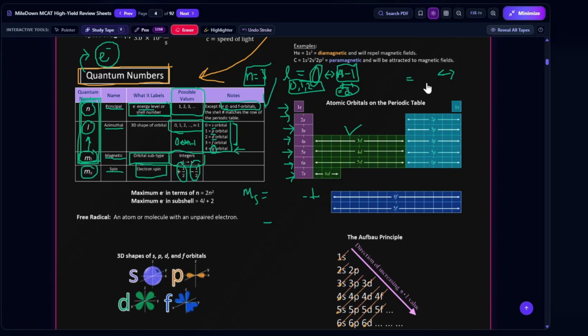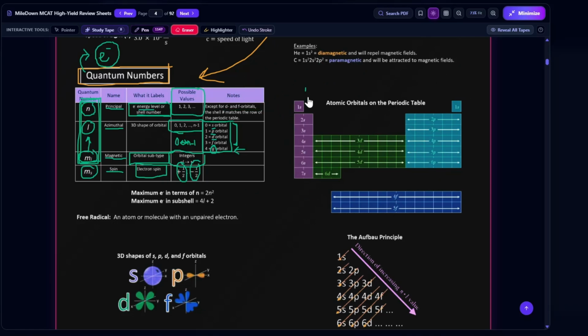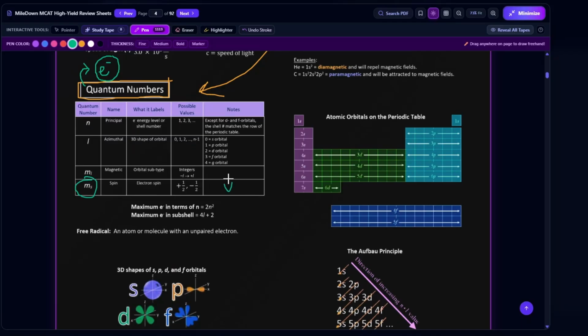You can think of MS as kind of whatever it wants to be. It can be positive or negative. It didn't matter whether L was 2 or 3 or 4. It just wants to be what it wants to be, right? That's MS. It's the easiest one.